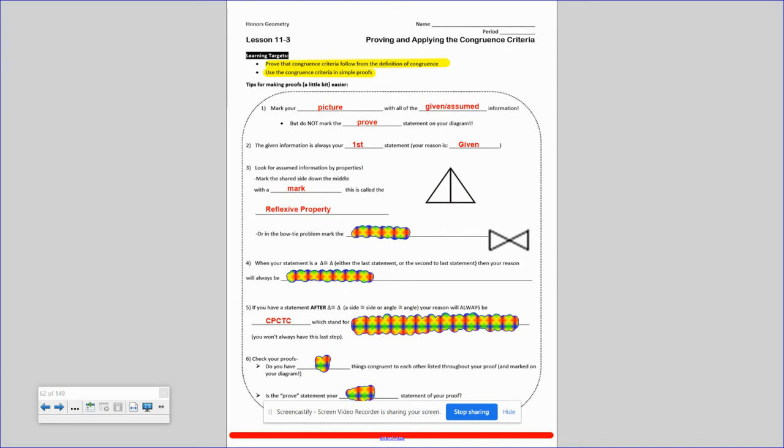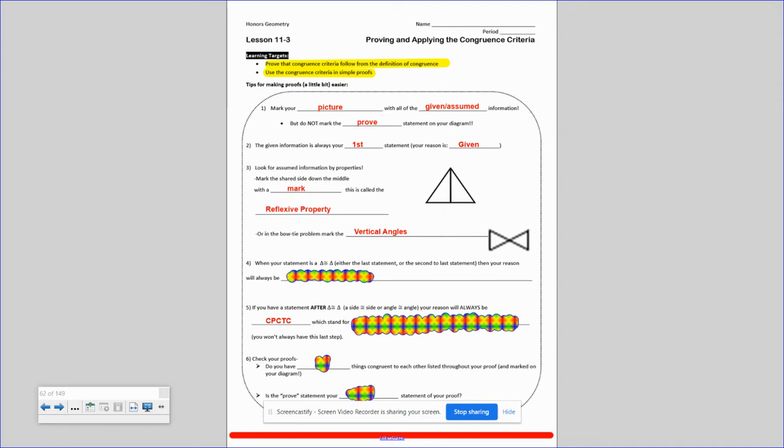That's assumed information that you can mark. The other one is what they call a bow tie problem, and that's going to give us vertical angles. So mark those too, because according to our vertical angles theorem, we know vertical angles are congruent. So whatever is given and those assumed properties, mark those if you have them in your picture, and then you can start to look for how you can prove triangle congruence.